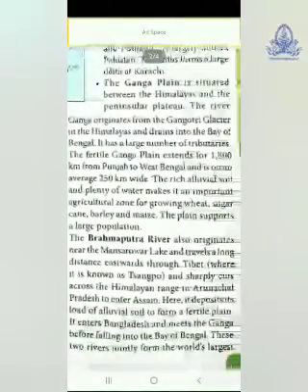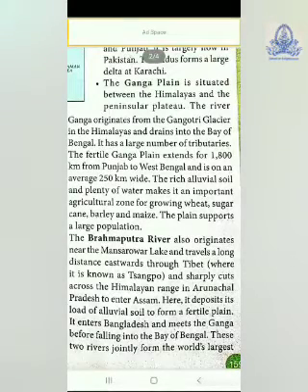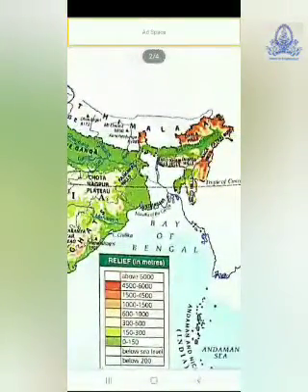Now the Brahmaputra River originates from near the Mansarovar Lake, which we already learned about. The Indus River also originates near Mansarovar in Tibet. Okay, and it travels eastwards from Tibet. In Tibet it is also known as Sangpo, and it cuts the Himalayan range in Arunachal Pradesh. Okay, and enters into Assam.